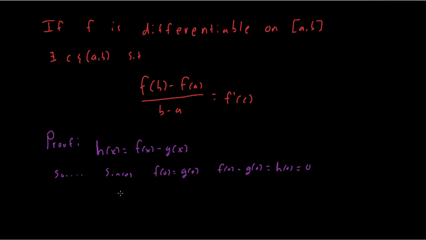This also implies the fact that h prime of x, which is equal to f prime of x minus g prime of x, is also less than or equal to 0. And that's from the same fashion as how we got this top equation right here.